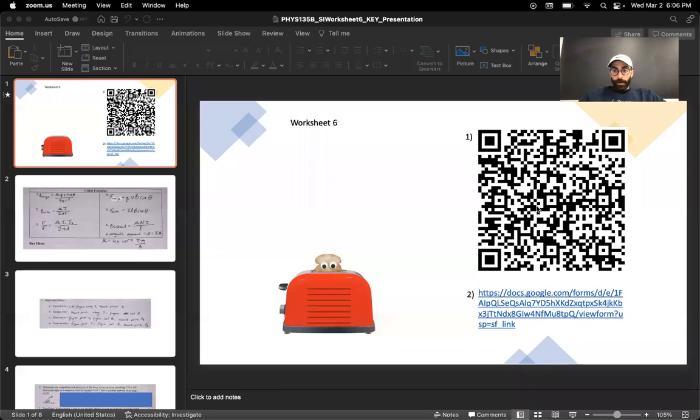All right, let me get the share screen going and we'll go over worksheet 6 on magnetism. So it looks like we're good to go. Just gonna dive in right here.